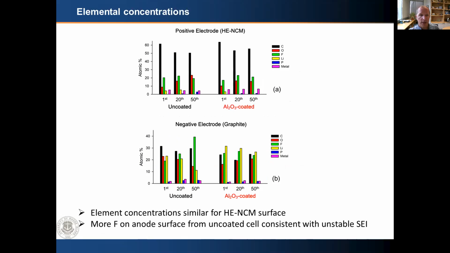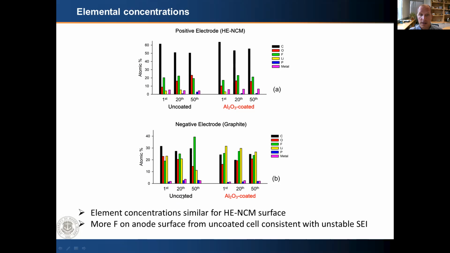If we look at the elemental concentrations, once again, they're similar for the high energy NCM surface, but we see more fluorine on the anode surface for the uncoated cells. So once again, if we look here at the cathode surface, basically after the first, the 20th, and 50th cycle, we're not seeing really large changes with either the uncoated or the alumina coated. We see not a lot of changes to the surface of the cathode. However, on the anode side, for the alumina coated material, once again, we do not see very large changes going from the first to the 20th to the 50th cycle.